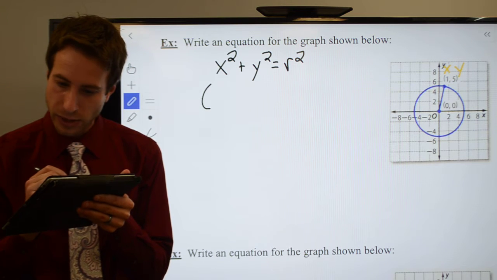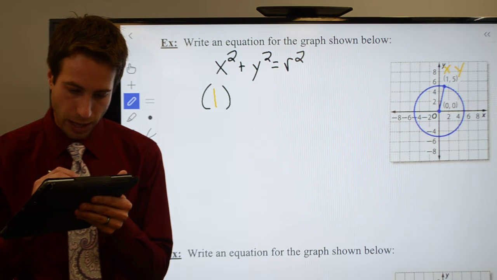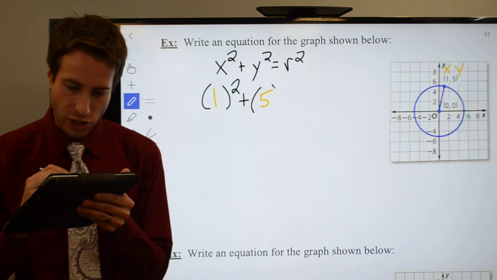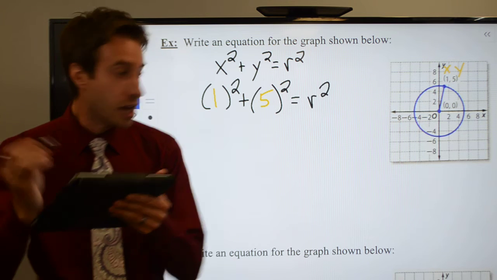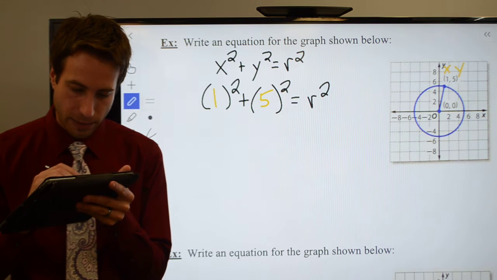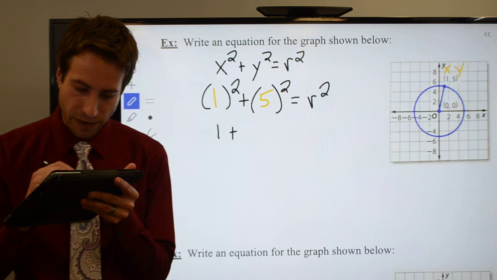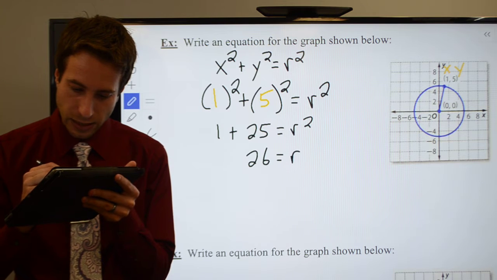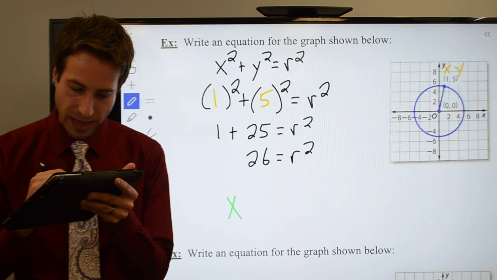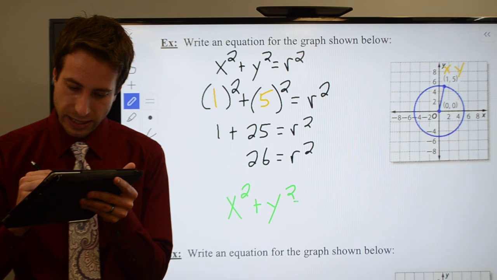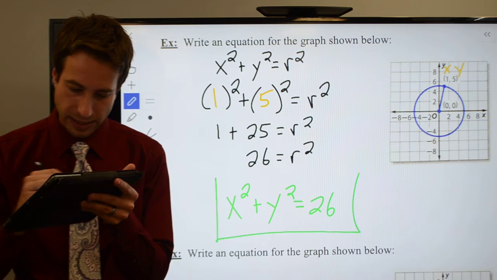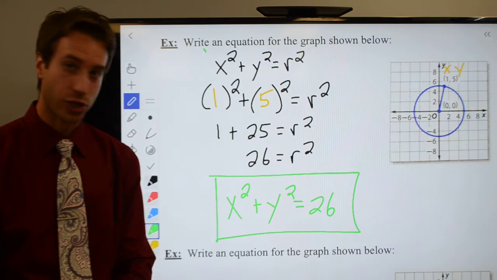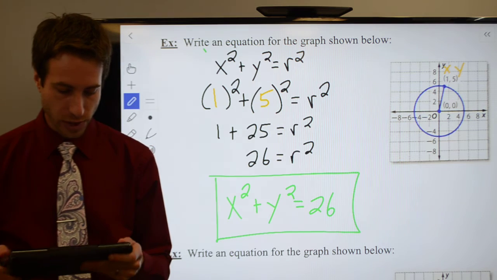So the x value is a 1, which I will square. The y value is a 5, which I will square. The only thing I don't know now is r squared. Keep going. 1 squared is 1. 25 squared is 25. That's equal to r squared. So I get 26 is equal to r squared. And my final answer: x squared plus y squared is equal to 26. There's the equation for the circle centered at the origin. Just that easy. Hey, let's do another one.